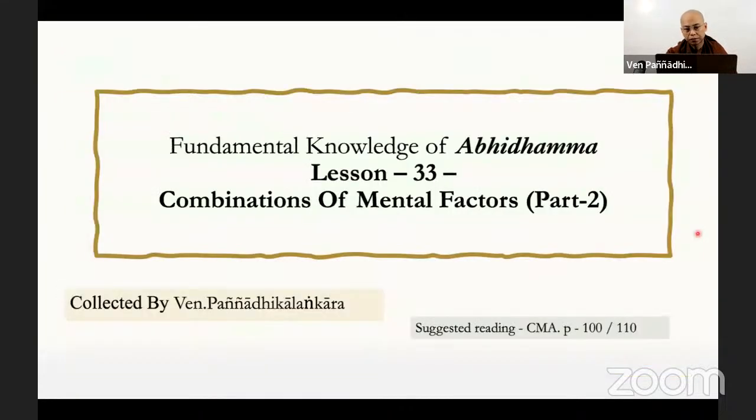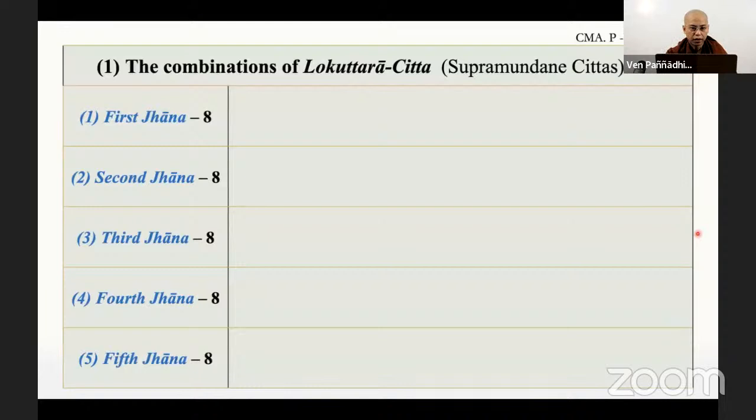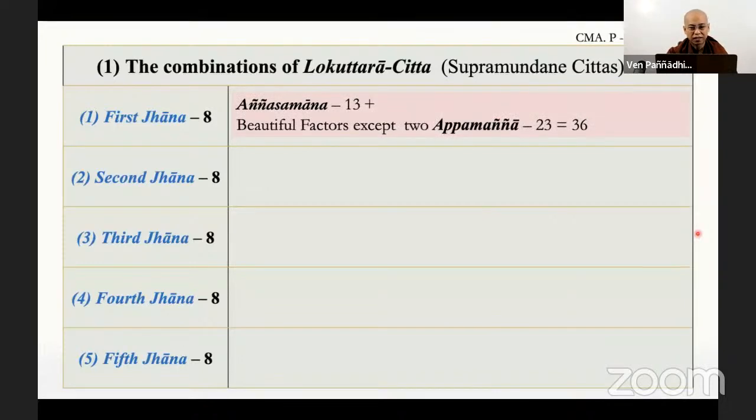So today, as part 2, let's start to count. This is just to know how you remember the principle. We don't need to learn anything new. Okay, so for the first jhana, Annasamana 13, because in the first jhana, with Vitakka and Vicara together, even though Vitakka and Vicara come together, there is no exception for the Annasamana.